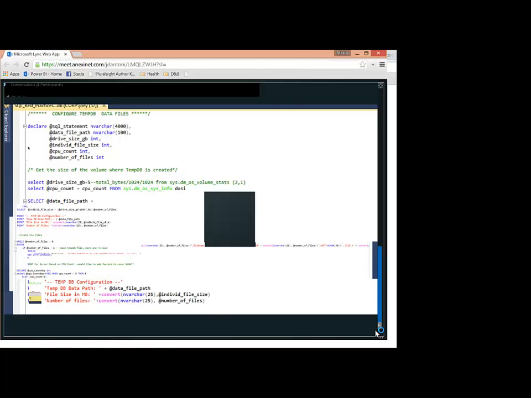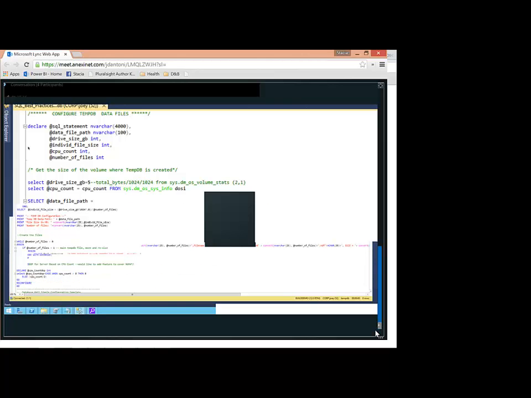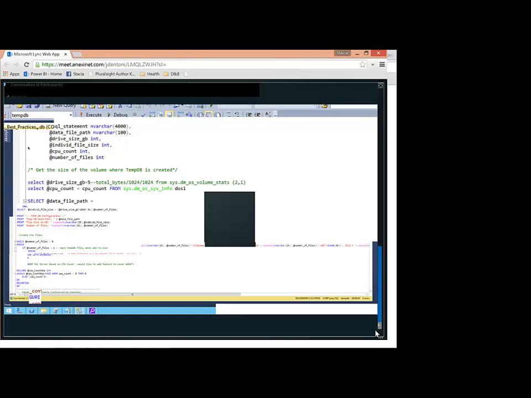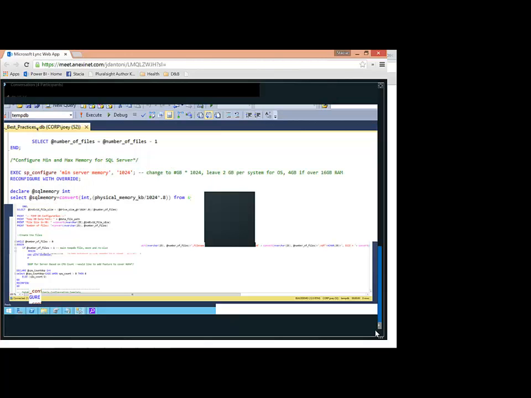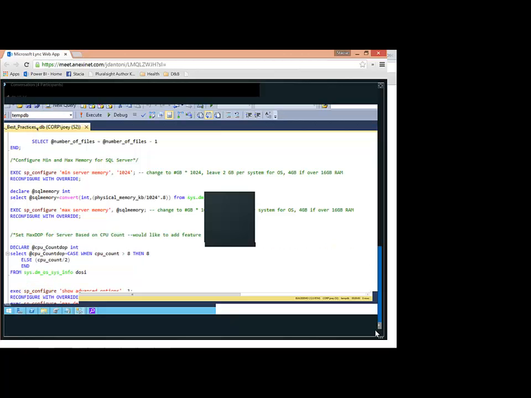The next couple of things we're going to do is set min and max memory. I do set min memory to a gig, just out of habit. It doesn't really need to be there. And then here I'm setting the max memory to 80% of the physical memory, so I'm grabbing the physical memory again from sys.dm_os_sys_info.